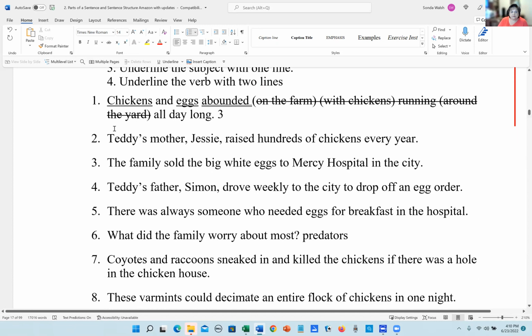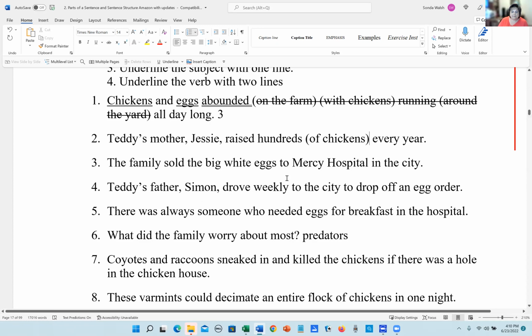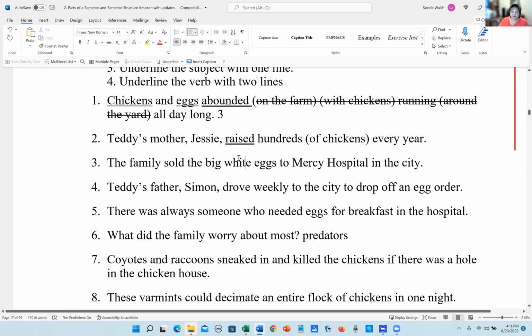All right. Number 2, let's find our prepositions. Of chickens is a prepositional phrase. Every year tells when. So we are looking for a verb, and raised here is our predicate because it is the verb. Now ask, who raised? Teddy's mother, Jessie.